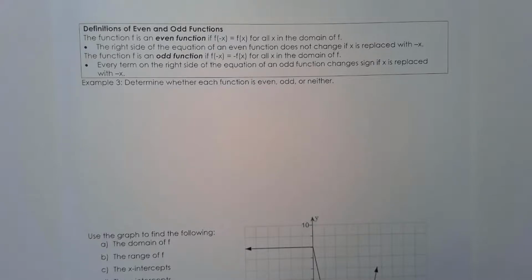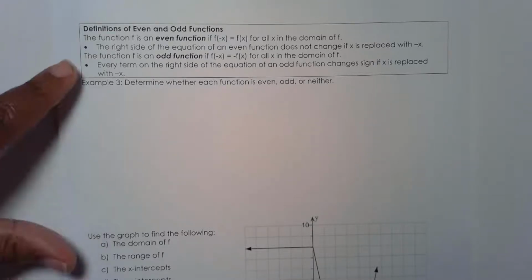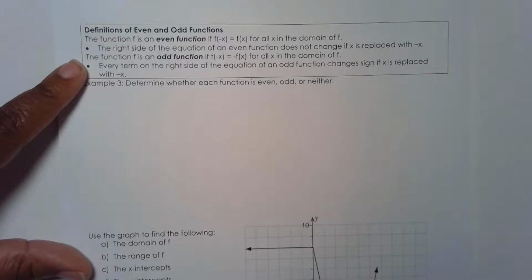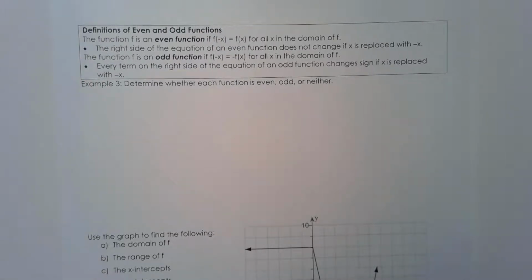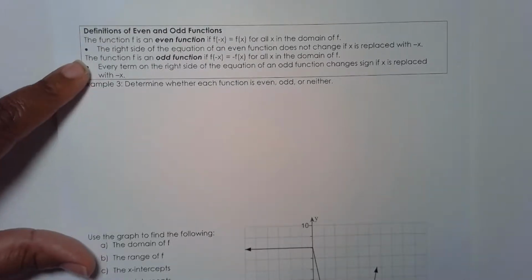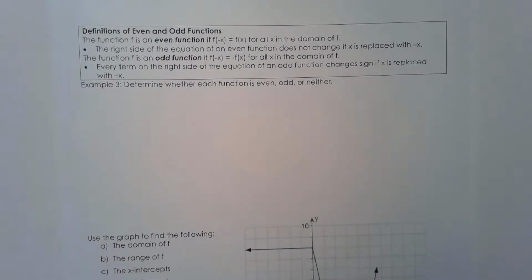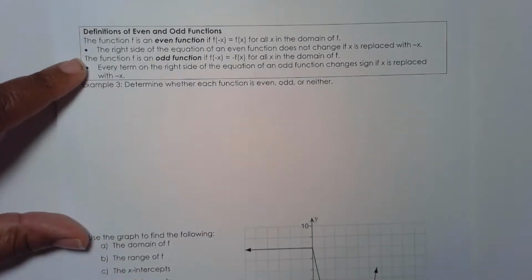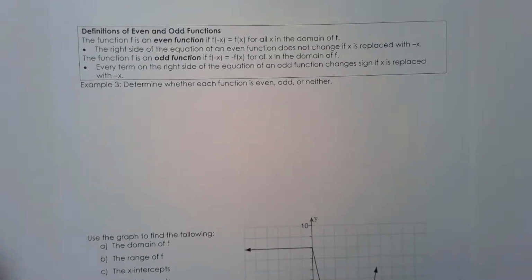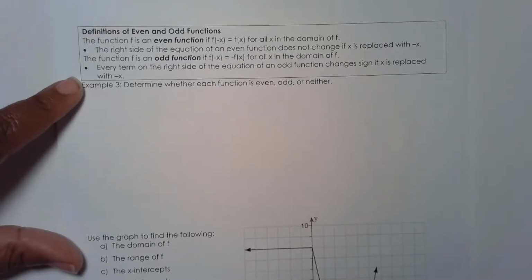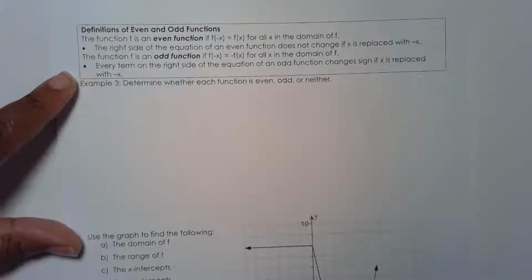An even function, okay, it says the function f is an even function if f of negative x is equal to f of x for all x in the domain of f, meaning the right side of the equation of an even function does not change if x is replaced with negative x. An odd function says every term on the right side of the equation of an odd function changes sign if x is replaced with negative x.